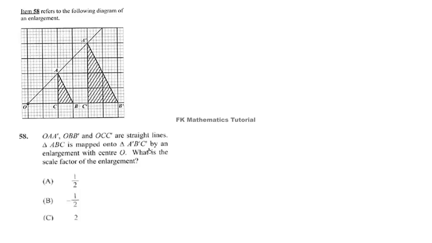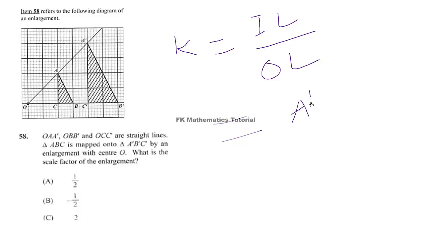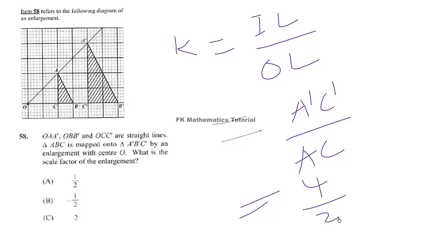Item 58 refers to the following diagram of an enlargement. OAA prime, OBB prime, and OCC prime are straight lines. Triangle ABC is mapped onto triangle A prime B prime C prime by an enlargement with center O. What is the scale factor of the enlargement? So scale factor is equal to image length over object length. We can pick A prime C prime, which is from this point to this point, over AC. So A prime C prime, we have 1, 2, 3, 4 units over AC, which is 2 units. So the scale factor is equal to 2. So the correct answer is C.